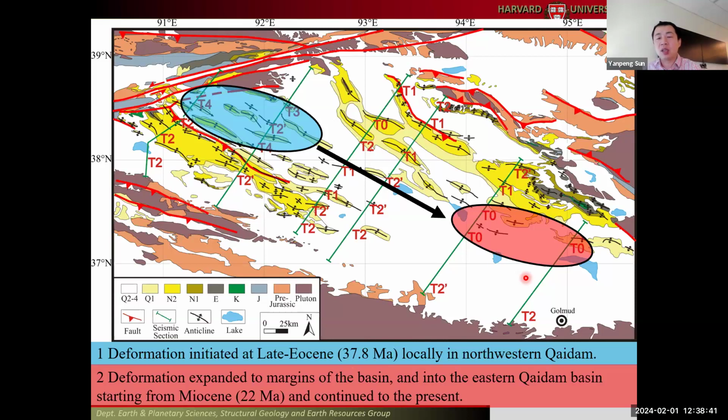So overall, you see there are two major phases of deformation. The early phase of 40 million years ago, that is more or less in the western side, where it's more intensely deformed. While the second phase of deformation that started about 20 million years ago exists across the basin.